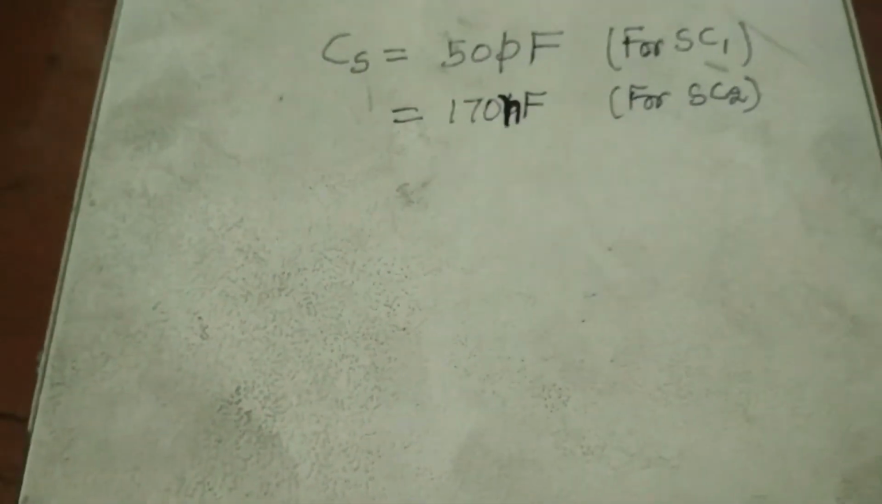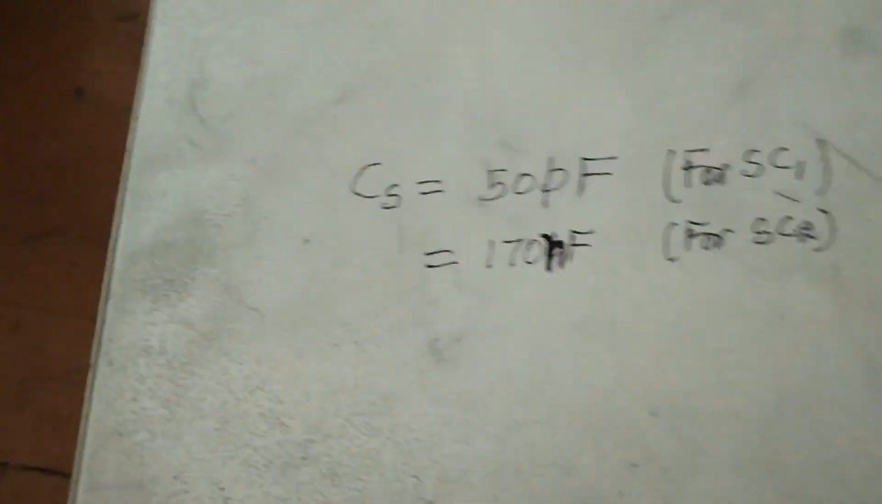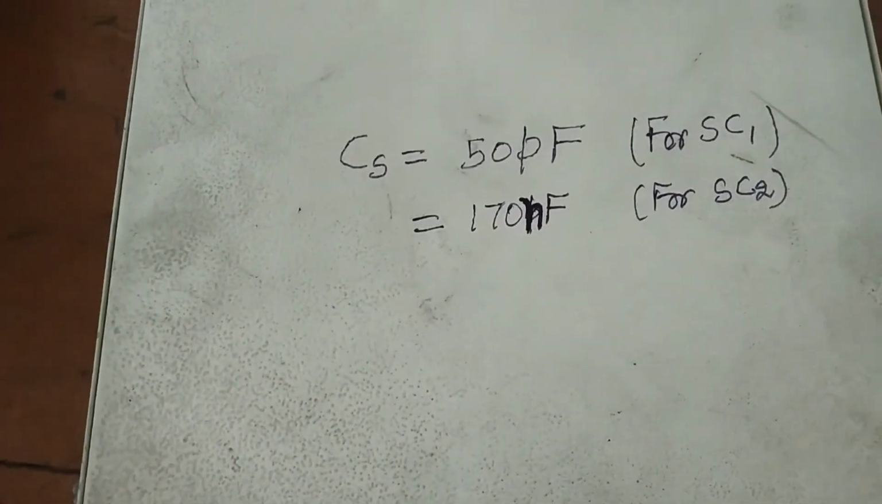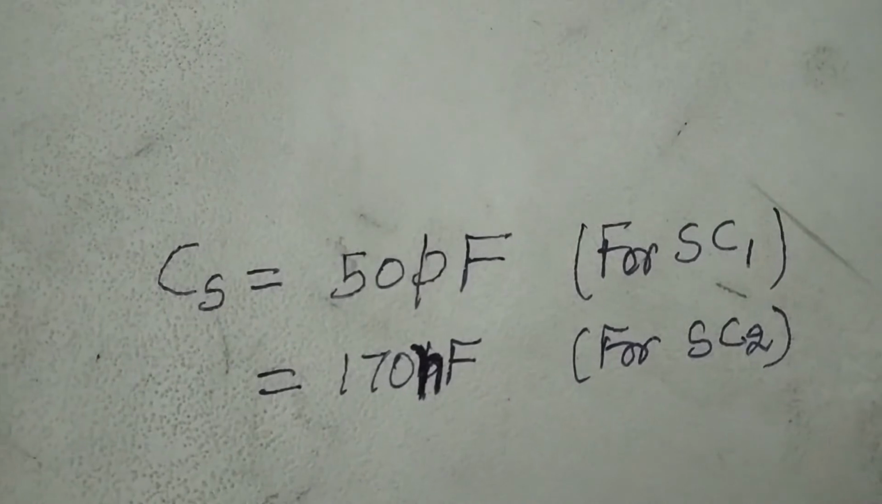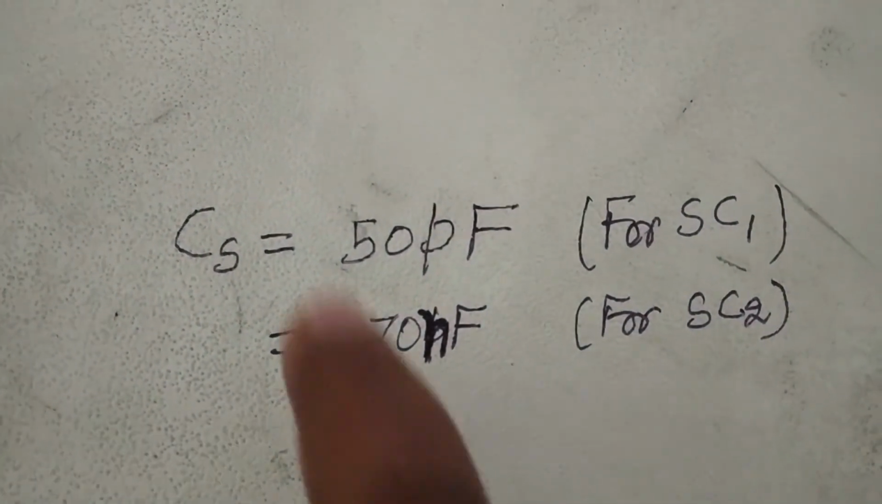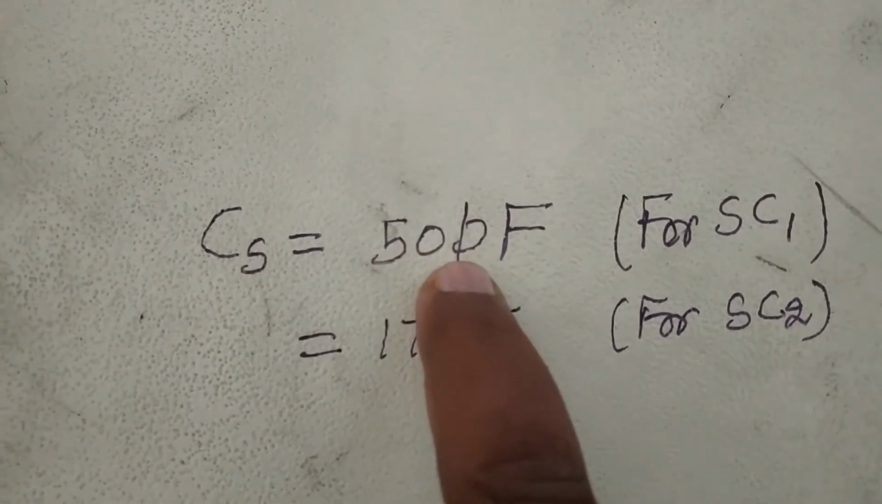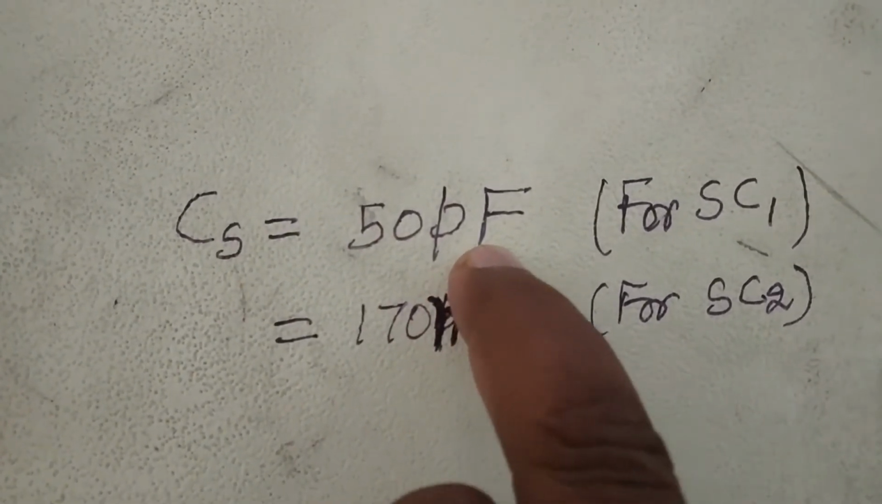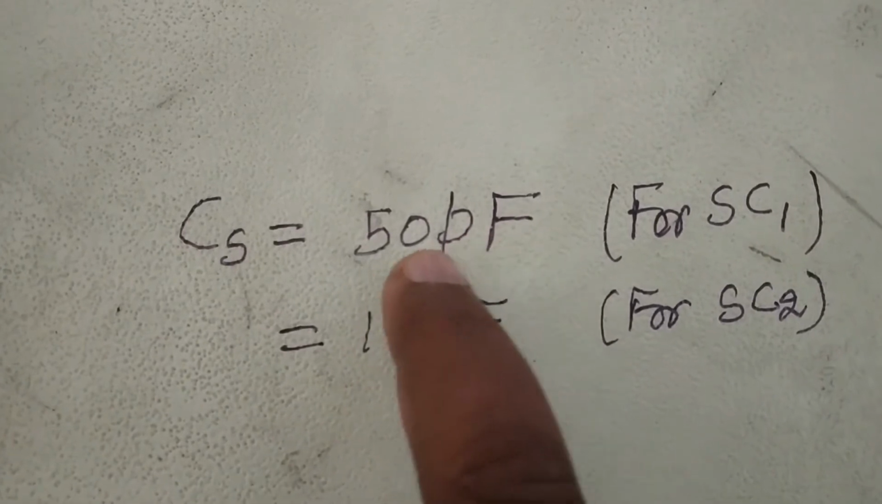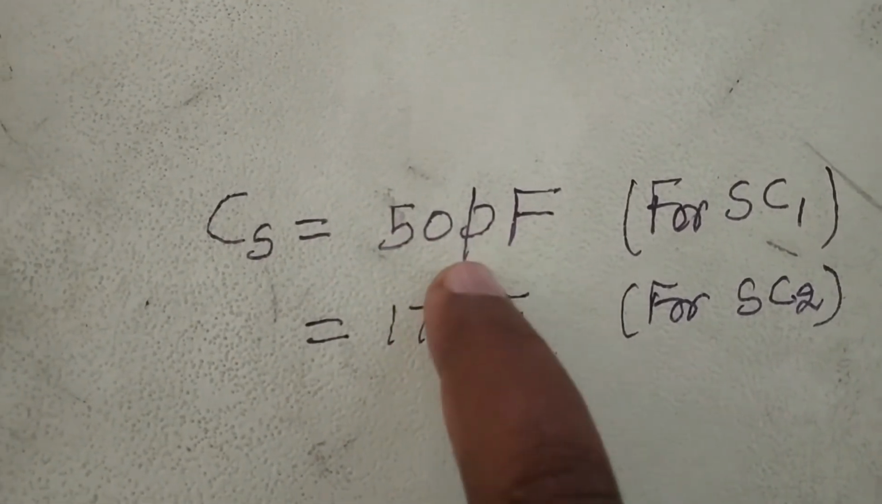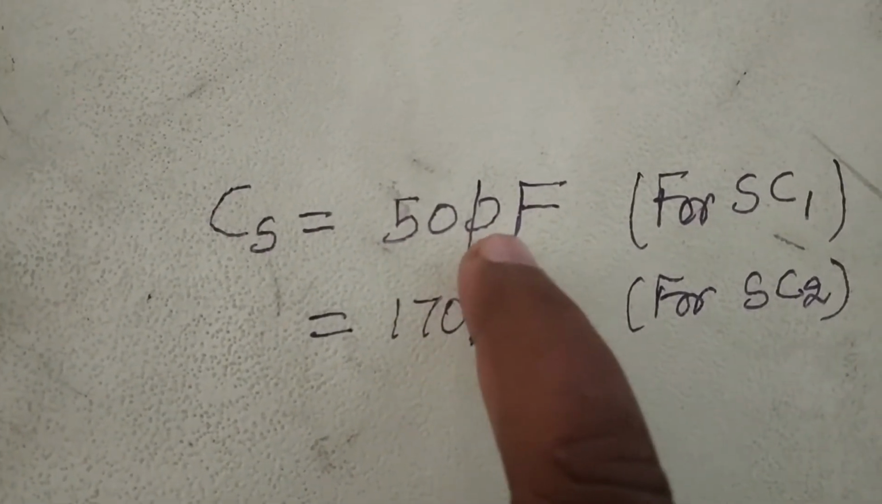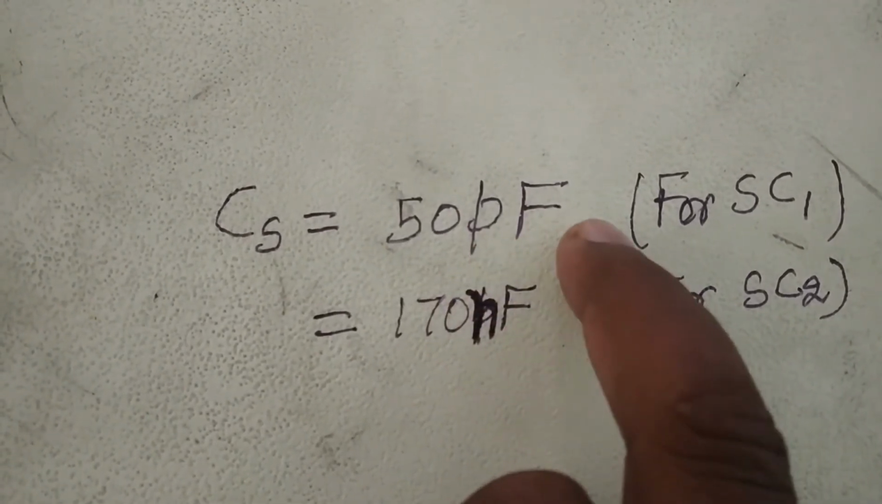So on the top you can see this is a standard capacitor value written. So for SC1 this value is 50 picofarad. Kindly excuse me, because in the first part of the experiment I wrote this value to be 50 microfarad. Actually it is 50 picofarad.